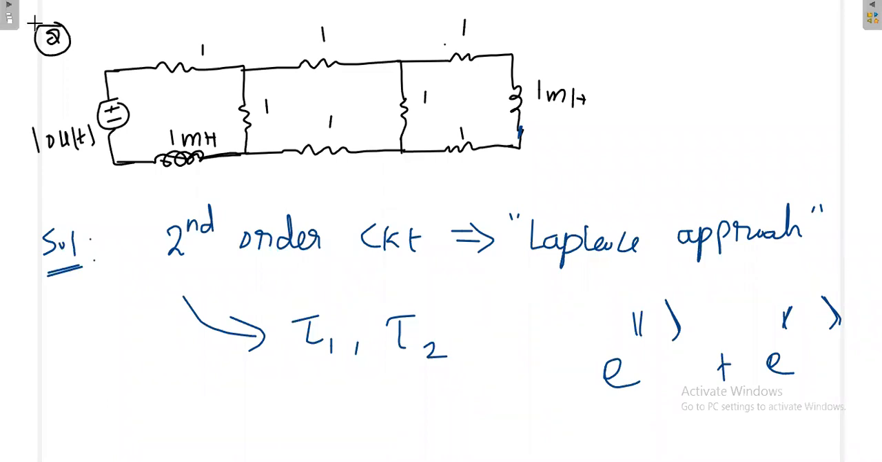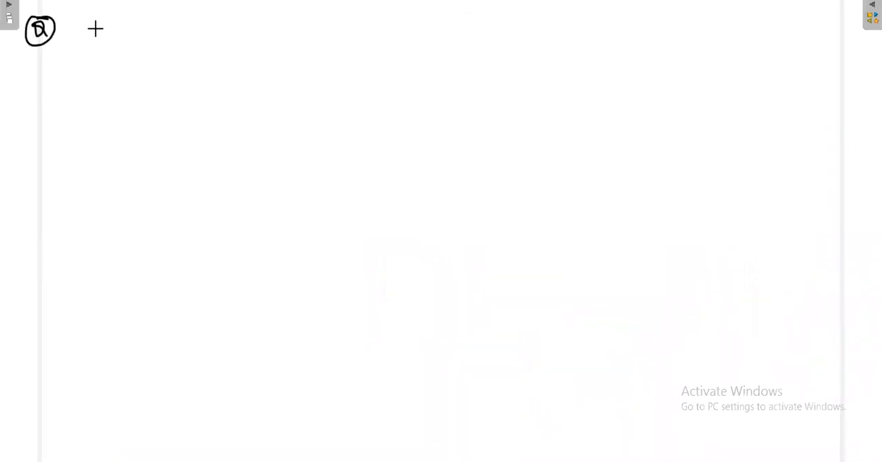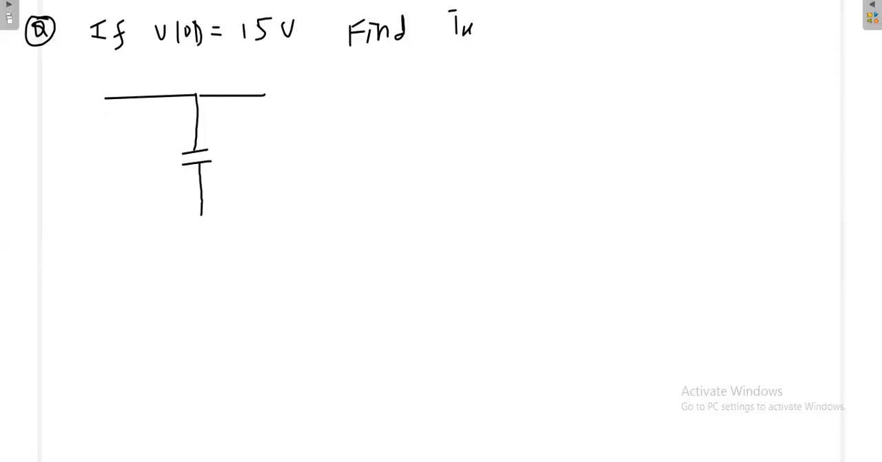Next question. If the initial voltage across the capacitor is 15 volt, find the current across some branch, that is Ix. Find the current across some branch, that is Ix. Okay, so the diagram is like this. Here we want to find out the current Ix.